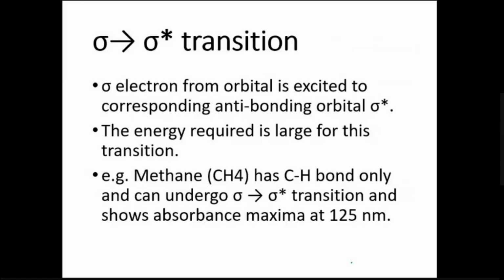Now, these transitions are associated with maximum energy. The reason is that the sigma orbital is the most stable orbital, so it has low energy. It is at a far lower energy state. To excite an orbital at a very low energy level, you will require more energy, and more energy is associated with shorter wavelength. That's why sigma orbitals absorb at 125 nanometers or around it.